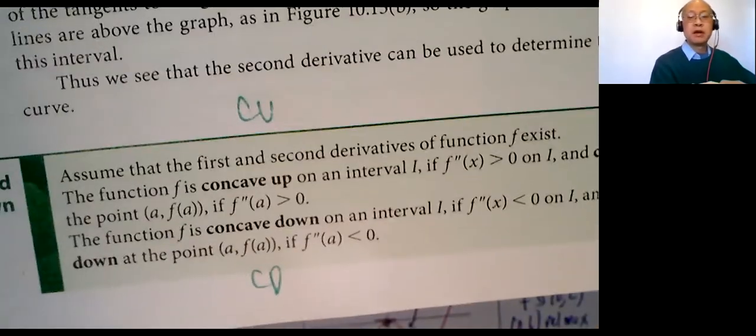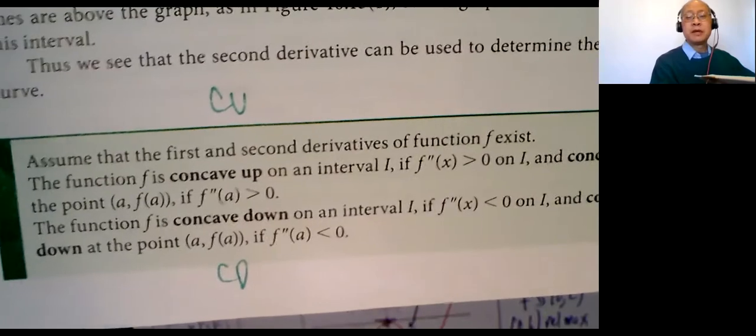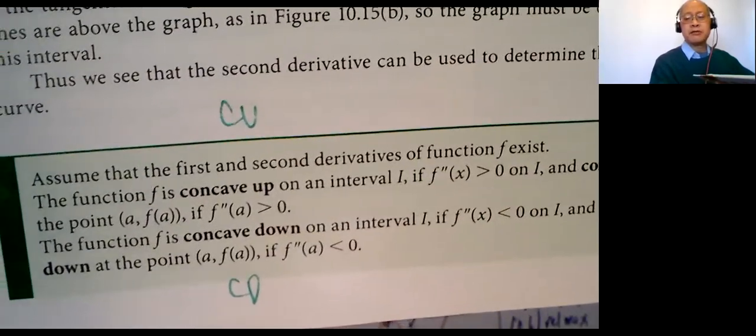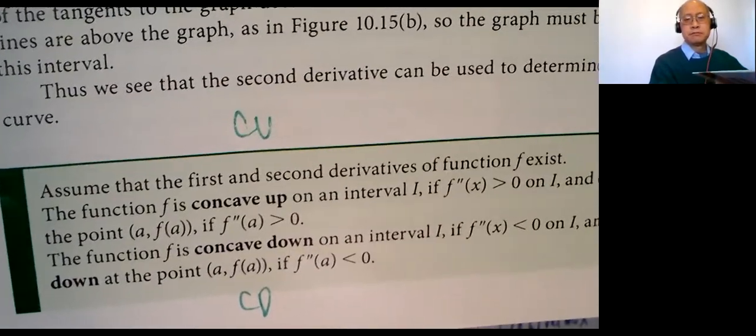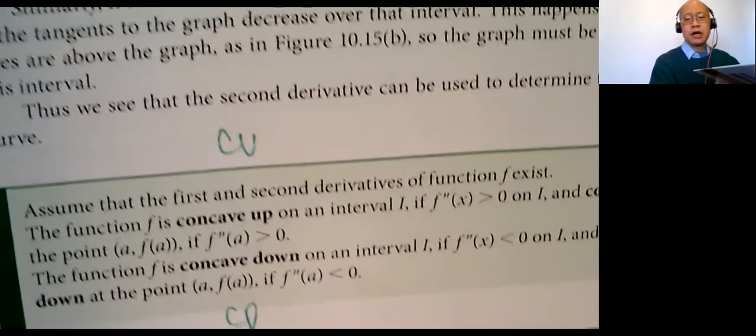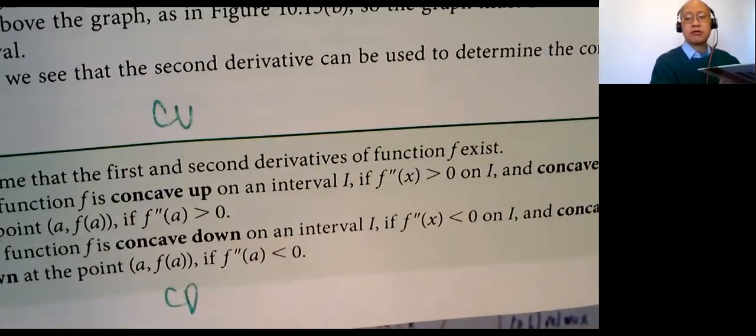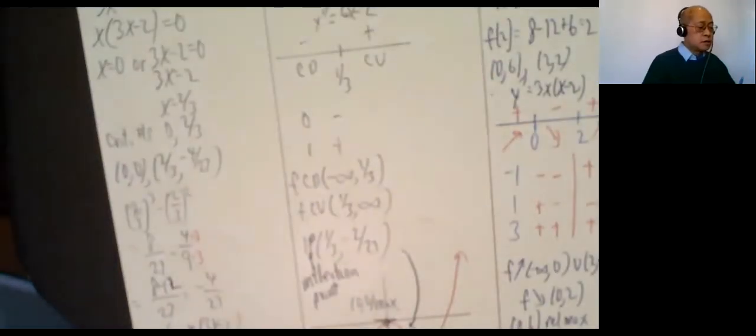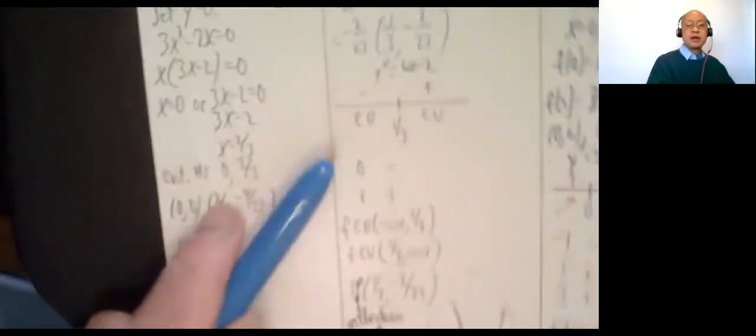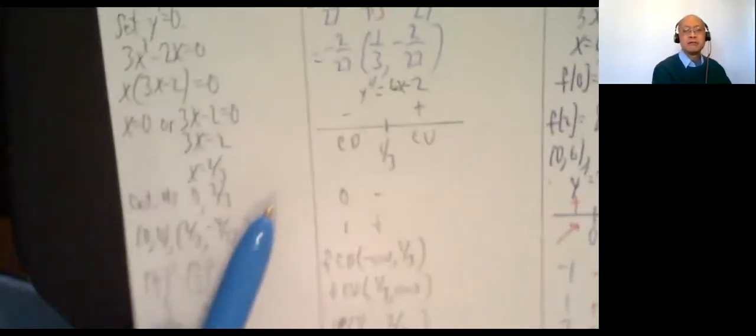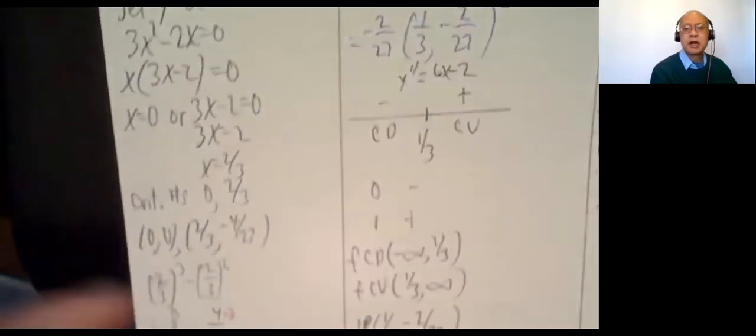My page 644. Concave up, second derivative positive, greater than 0. CU. Concave down, CD, second derivative less than 0, negative. Second derivative negative, concave down. Second derivative positive, concave up.